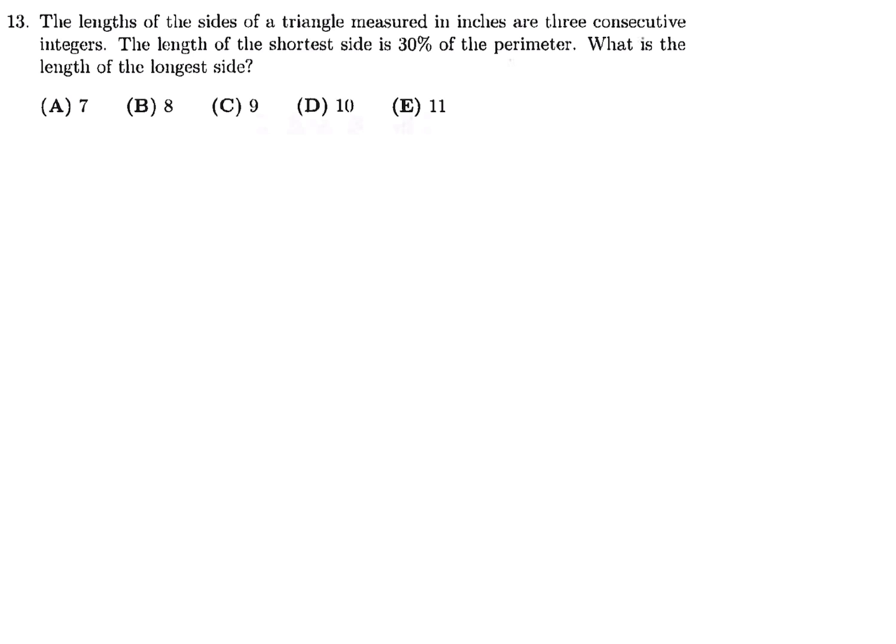The length of the sides of a triangle measured in inches are 3 consecutive integers. The length of the shortest side is 30% of the perimeter. What is the length of the longest side? So x, x plus 1, and x plus 2 are the lengths of the triangle. Now the perimeter, of course, you add these guys up. So x plus x plus 1 plus x plus 2. And that is 3x plus 3.